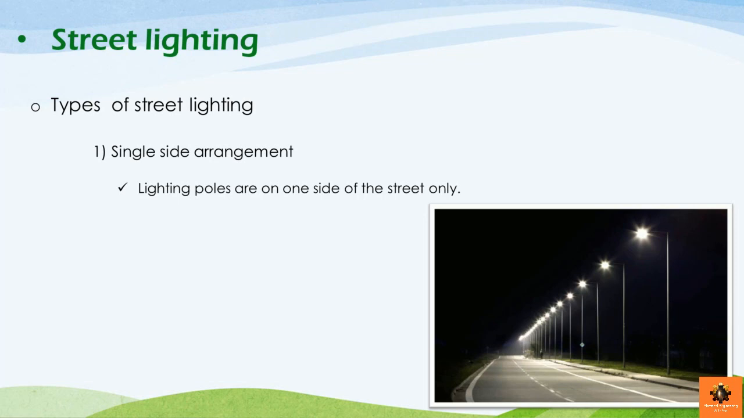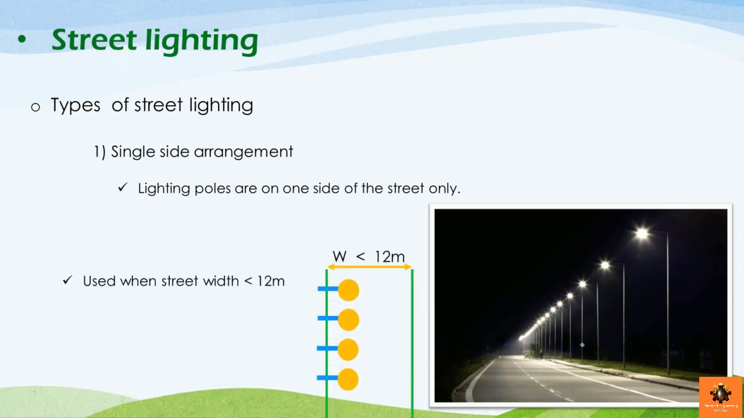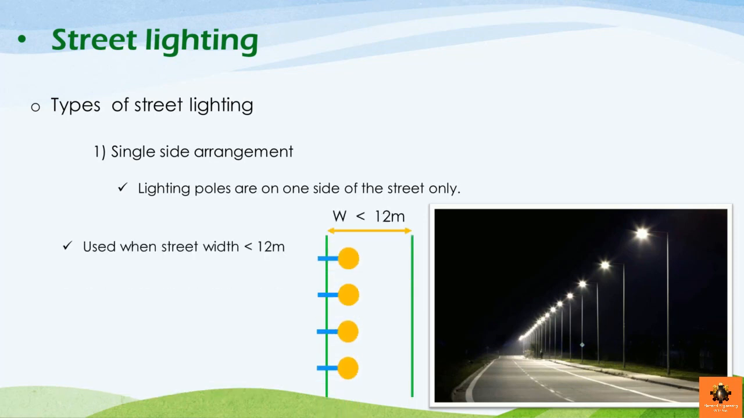But you can ask now, where do we use this method, or in what case do we use the single side arrangement? Here we say that we use the single side arrangement if the street width is less than 12 meters. So for any street that has a width less than 12 meters, we use the single side arrangement.